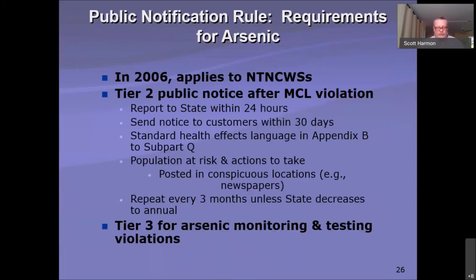I'll give you a chance to read through there. You can see the dates that go along with that. In 2006, the application started. Again, this is all listed in the EPA guidelines. You can go on EPA.gov, I believe, and see this. So the bottom bullet, the tier 3 for arsenic monitoring and testing violations.